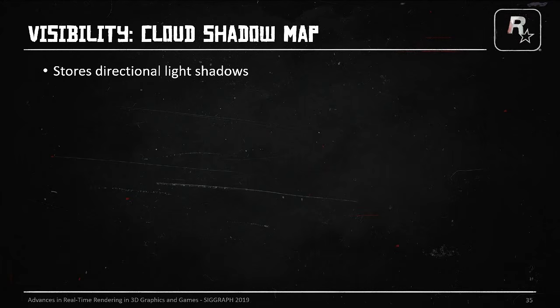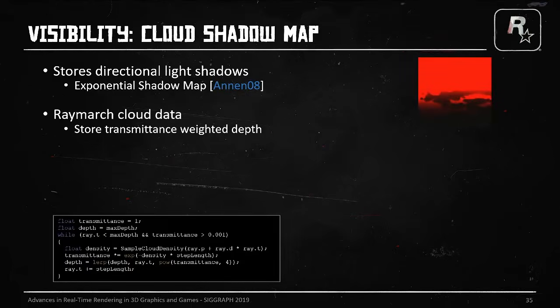The cloud shadow map also stores directional light shadows only, but this time using exponential shadow maps. And we generate it by ray marching the cloud data. So we track a ray through the cloud material, and we store the transmittance weighted depth that results from this. So it is a very opaque way to represent cloud material, but the assumption here is that clouds get very dense, casting close to opaque shadows, and the expense of evaluating the ESM is also very low, which we will have to do a lot.